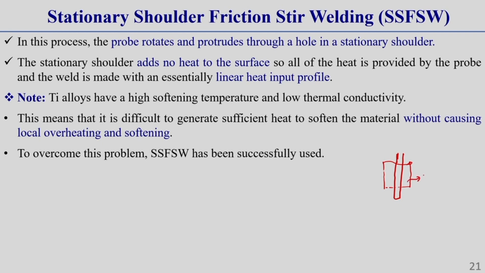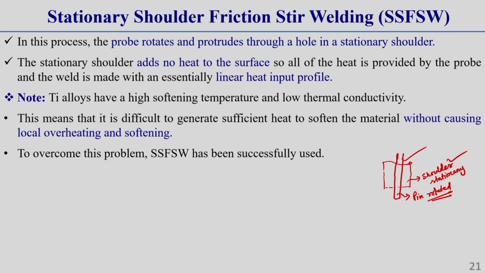stationary shoulder. This shoulder is stationary, you should keep this in mind. Only this tool pin is rotated, you should keep this in mind. That is why it is called a stationary shoulder friction stir welding process. This stationary shoulder adds no heat to the surface, because it is stationary, it does not provide any heat to the surface, it only supports the tool pin, you can say.